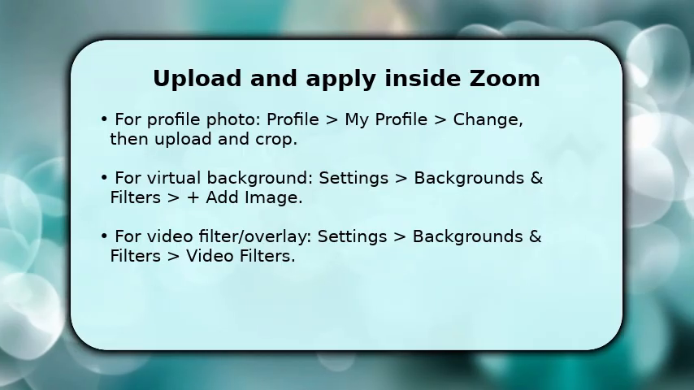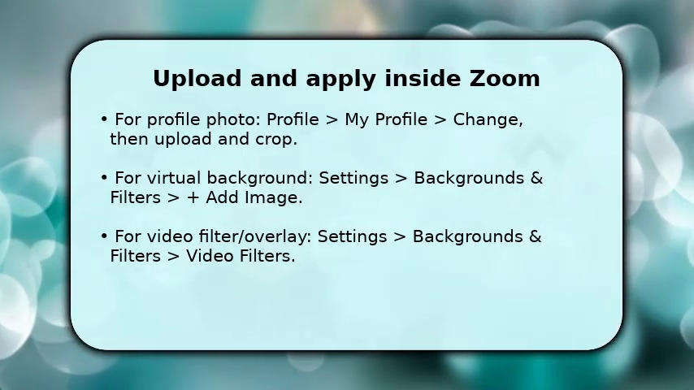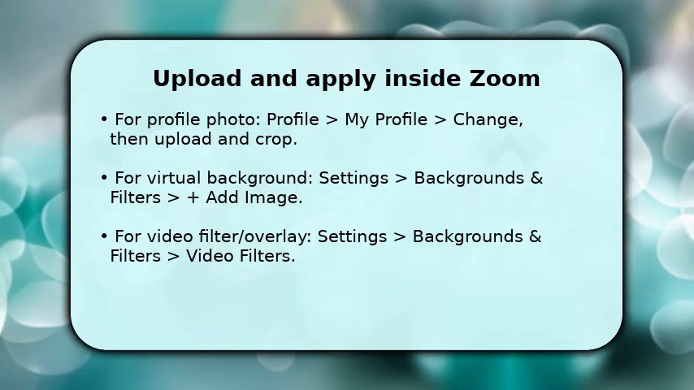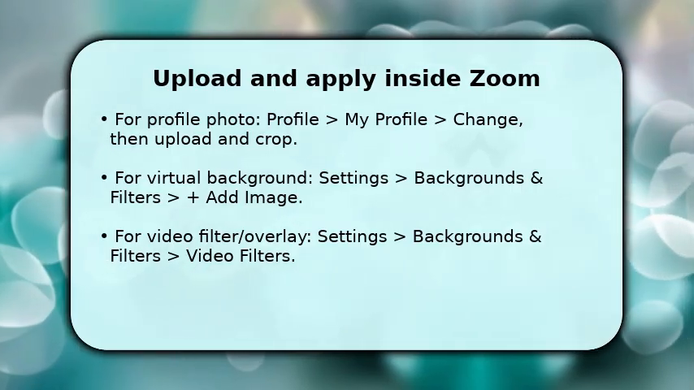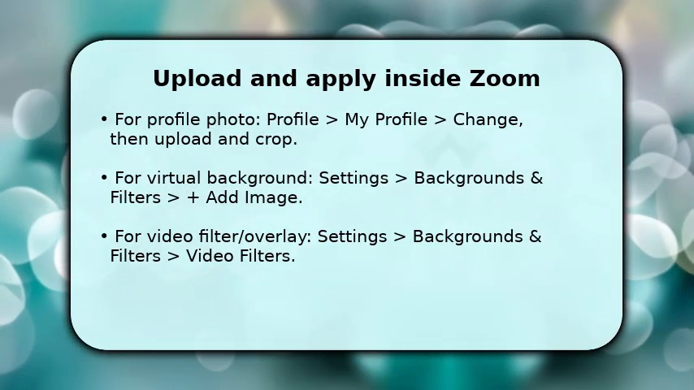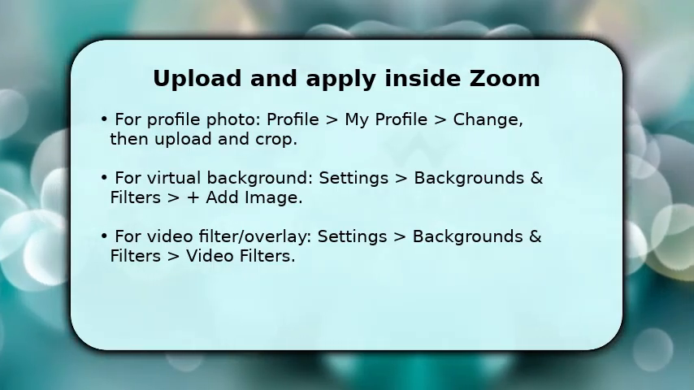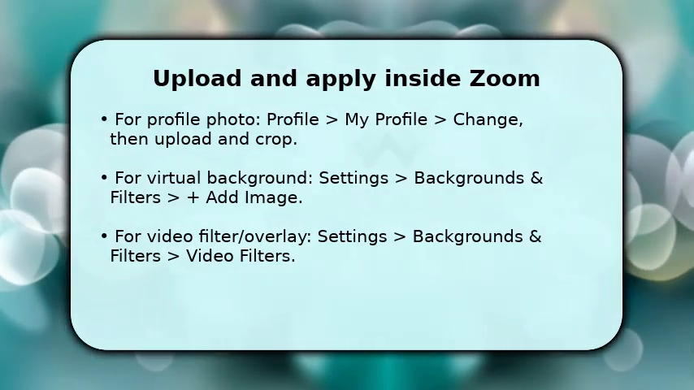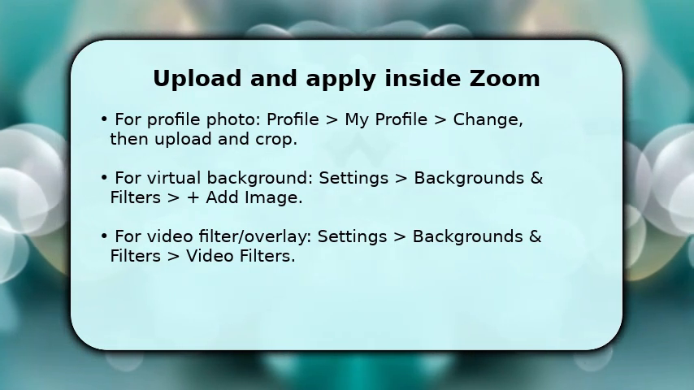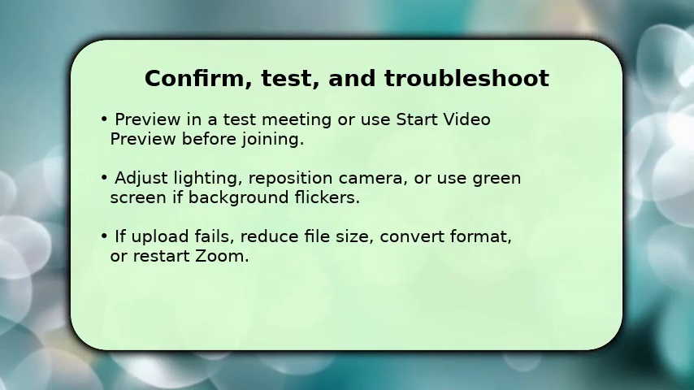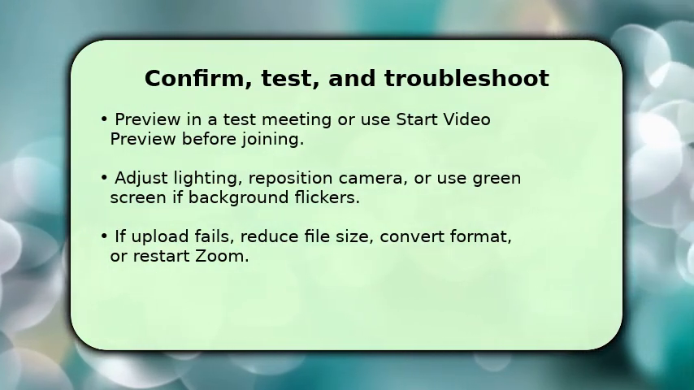If you want the image as a virtual background, open Settings, go to Backgrounds and Filters, click Add Image and choose your file. Make sure "I have a green screen" is toggled off unless you actually have one. For overlays, select Video Filters and pick or add your graphic. Finish by confirming and testing so the photo looks right in real meetings.